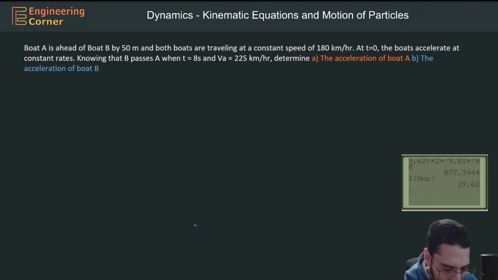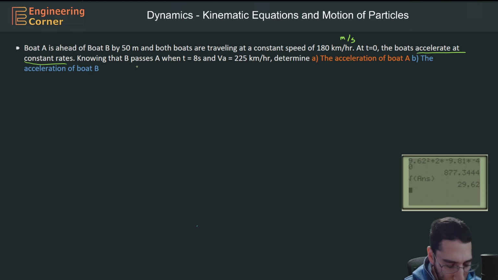And in this case, we're going to start by saying, all right, here's boat A. Boat A is ahead of boat B by 50 meters, and both boats are traveling at a constant speed of 180 kilometers per hour. We know we're going to have to make this meters per second. At time equals 0, the boats accelerate at constant rates. That means acceleration is constant. That means our kinematic equations are valid.